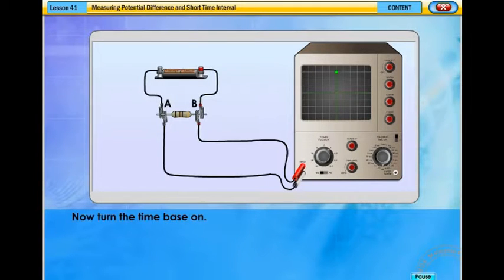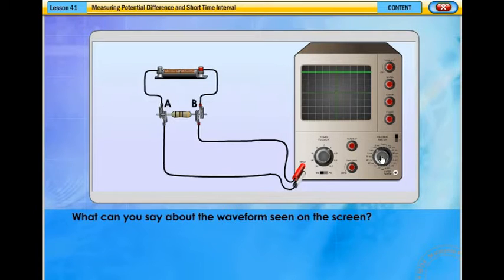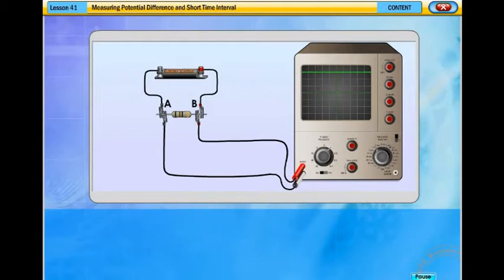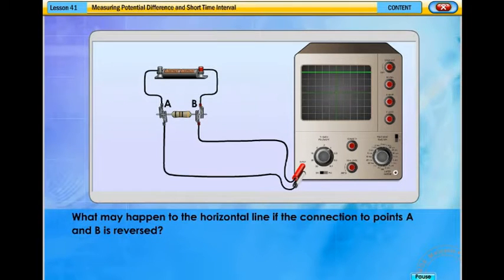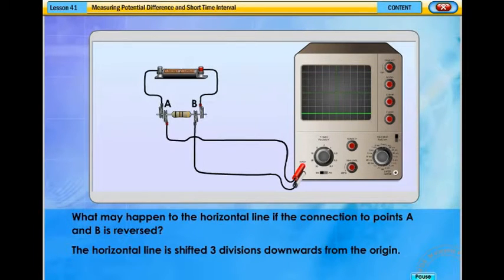Now turn the time base on. What can you say about the waveform seen on the screen? A green horizontal line is seen across the screen. What may happen to the horizontal line if the connection to points A and B is reversed? The horizontal line is shifted 3 divisions downwards from the origin.